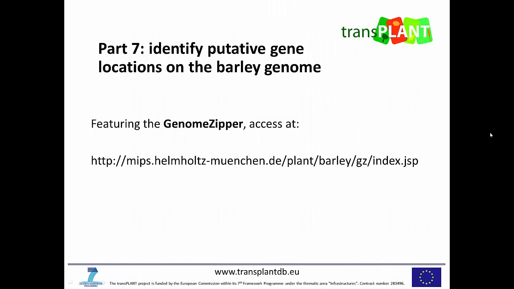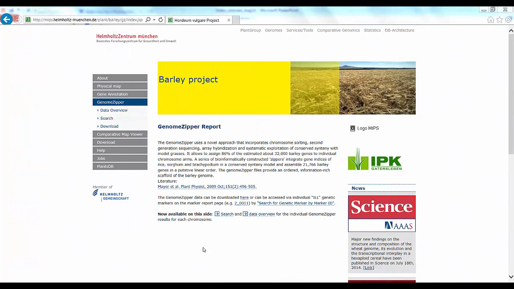So in the next part of the tutorial, we want to use the Barley genome zipper to identify a putative location of a gene on the Barley genome. And for that, we are accessing the genome zipper at the PLANT.db web page. So we are going to the genome zipper page.